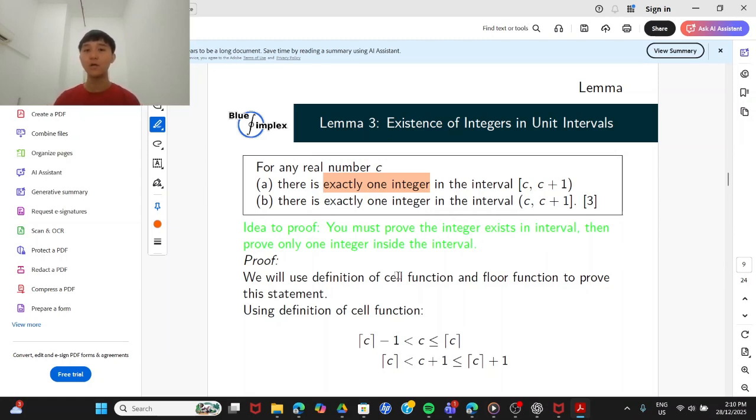So you are not only proving the existence, you are going to prove uniqueness. We will use the definition of the ceiling function and floor function to prove the statement. For part A, we are using the ceiling function, right?